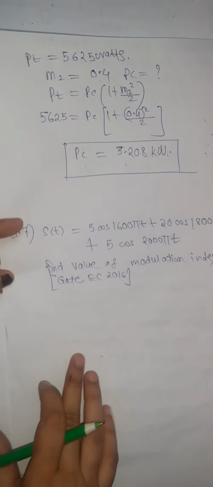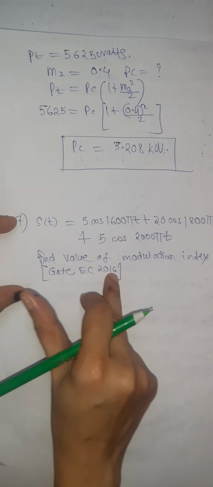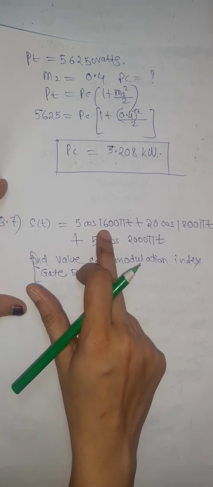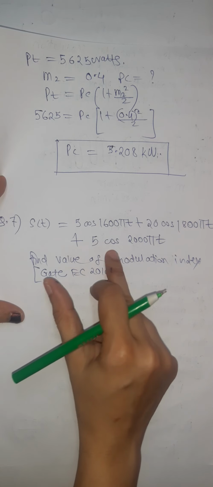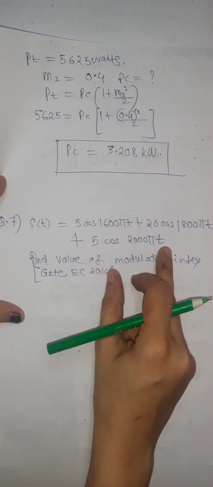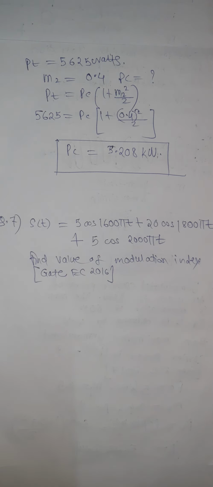5.208. Now the next question was asked in GATE EC 2016. S of t is equal to 5 cos of 1600 pi t plus 20 cos of 1800 pi t plus 5 cos of 2000 pi t. Find the value of modulation index. This question is asked in GATE EC 2016.